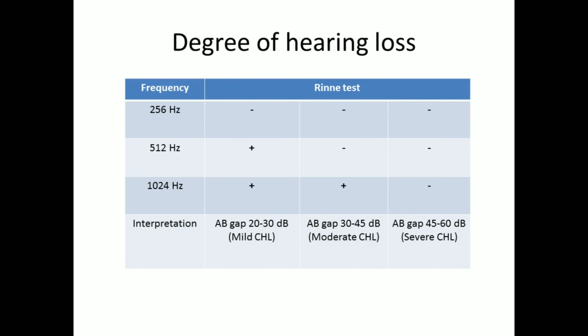Similarly, if Rinne is negative with the first two and positive with 1024, then we say it is moderate conductive hearing loss with an air-bone gap of 30 to 45 decibels. And if the Rinne test is negative with all three tuning forks, that is 256, 512 and 1024, then the patient is having severe conductive hearing loss, that is an air-bone gap of 45 to 60 decibels. So by doing a series of tuning forks, a Rinne test with these three tuning forks, we come to know the nature as well as the degree of the hearing loss. Thank you.